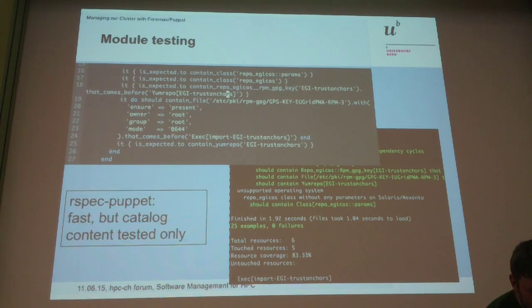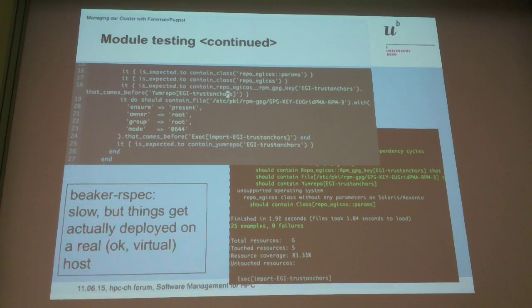And there's a counterpart, beaker-rspec, that is slow. It looks the same, more or less. And this one now builds up a virtual machine and applies my Puppet code and looks if the resources are effectively set. Is the package installed? Is the file there? Has it the right content? Are the permissions correct? So that's an online test on a real server, though virtual, but it's a real test.